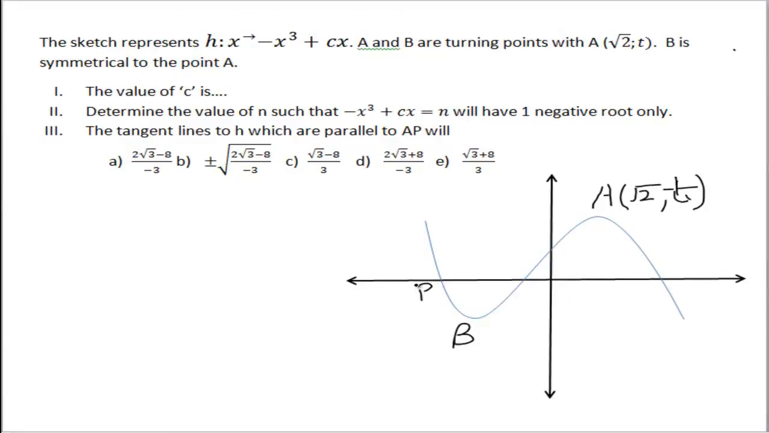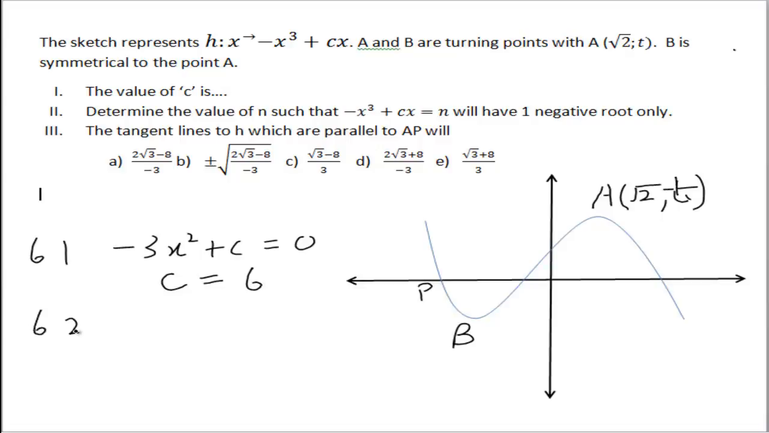Very quickly, they wanted us to find the value of C in 6.1. Your derivative equals 0 is minus 3x squared plus C is equal to 0, replacing x by root 2. Root 2 squared is 2, times minus 3 is minus 6, so C is equal to 6. That gives you the value.